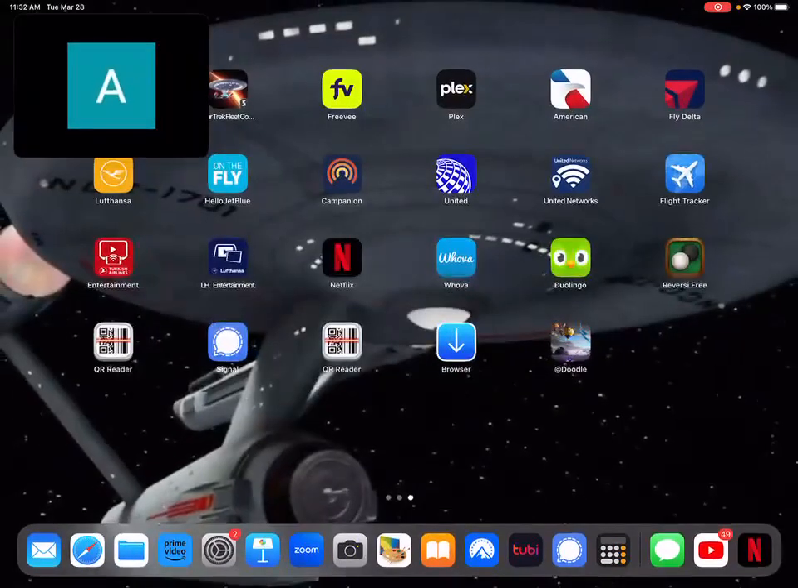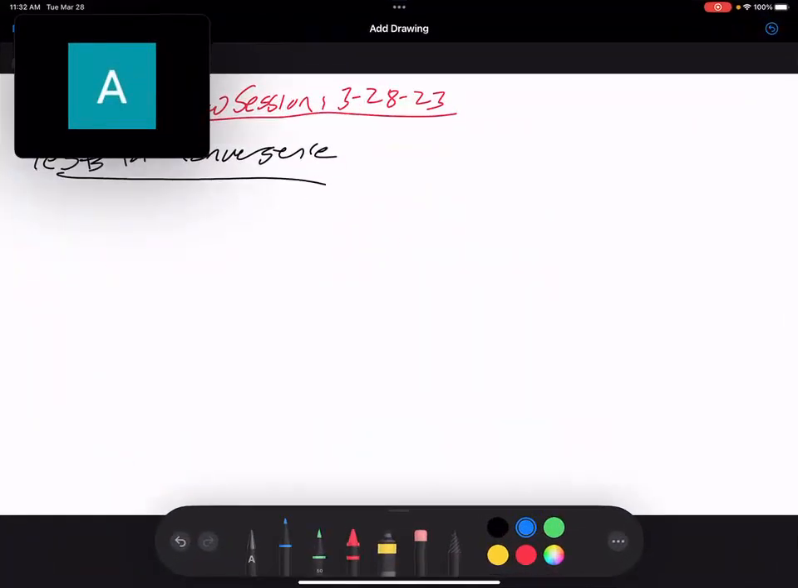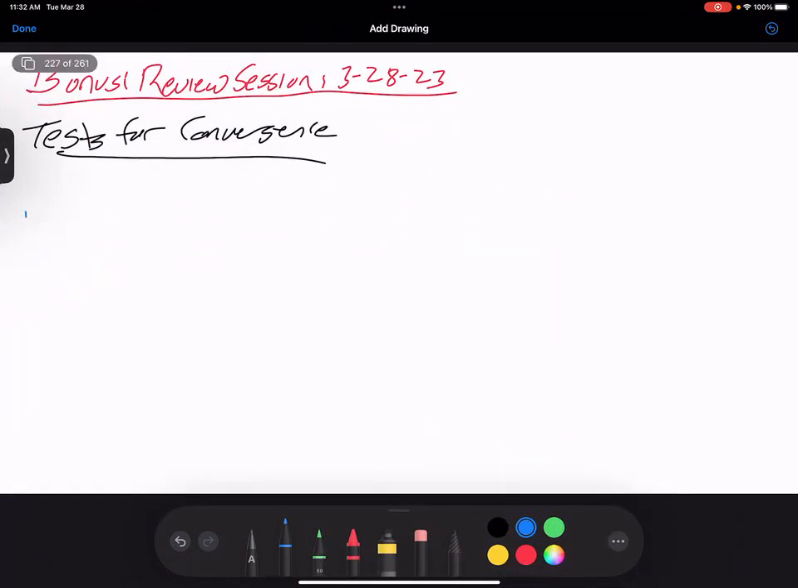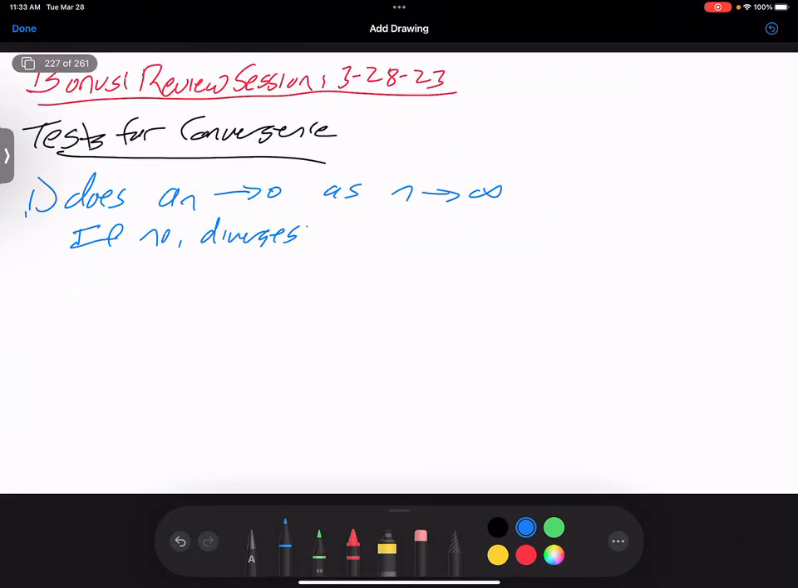Sorry about that. Okay. Can you see the screen again? Yes. Okay, so the first is, does a_n tend to 0 as n goes to infinity? And so if no, it diverges. And by diverges, I mean the sum, say n goes from 1 to infinity of a_n.